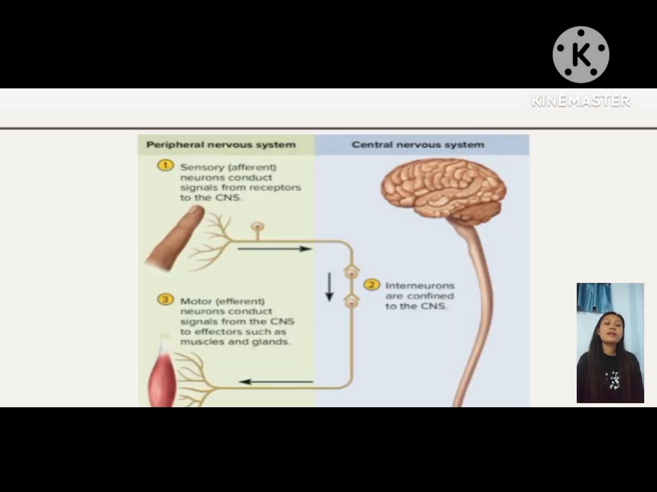Sensory neurons carry information toward the central nervous system, while motor neurons carry information from the central nervous system, and the interneurons carry information between sensory and motor neurons.